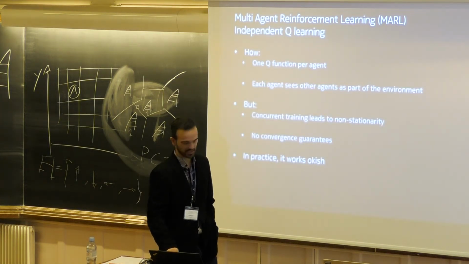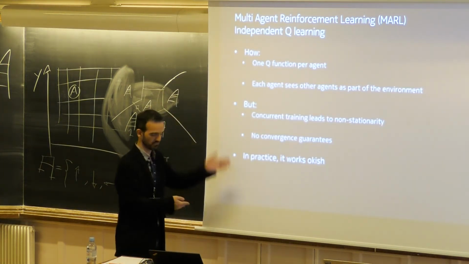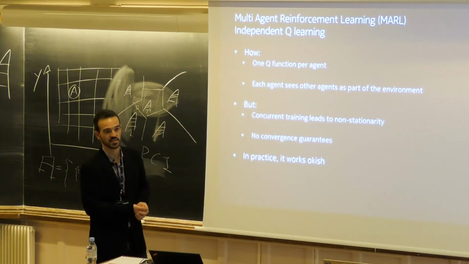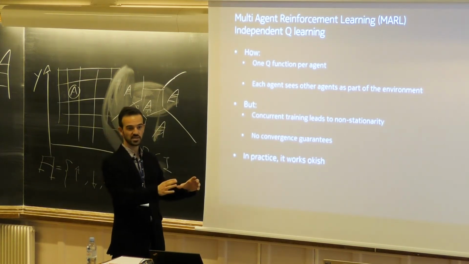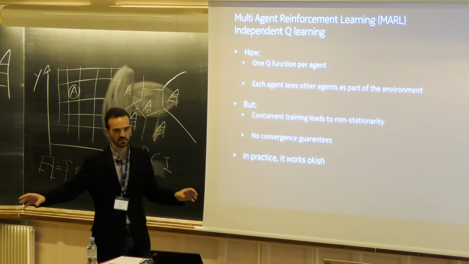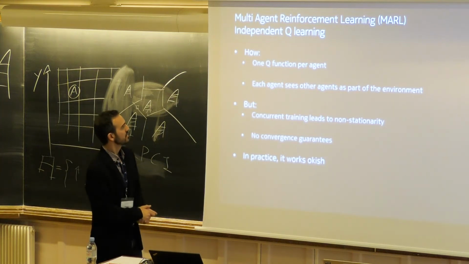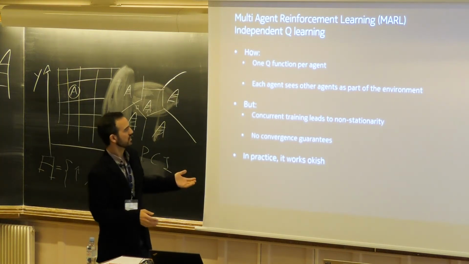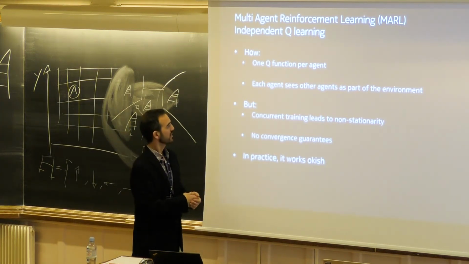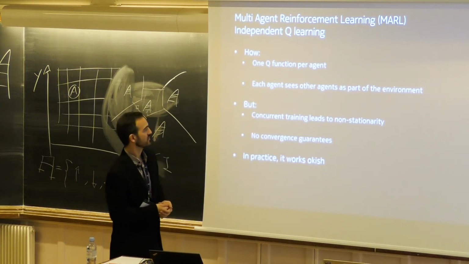Again, how do we train this? The easiest way is independent Q-learning. As I said, you have the DQN on one agent, and you clone this agent, and they all train in parallel. This is super easy to do. You just need to replicate your code. And as I said, each agent sees the other agents as part of the environment.